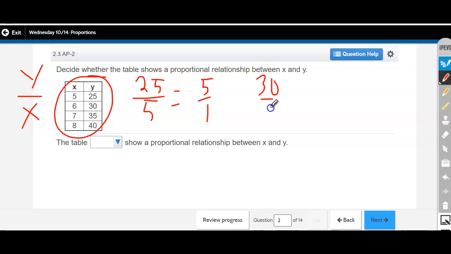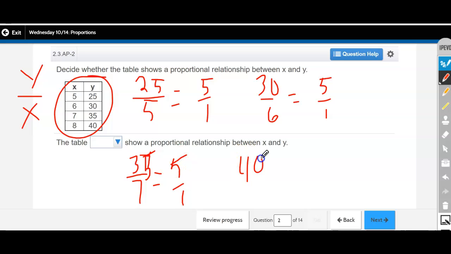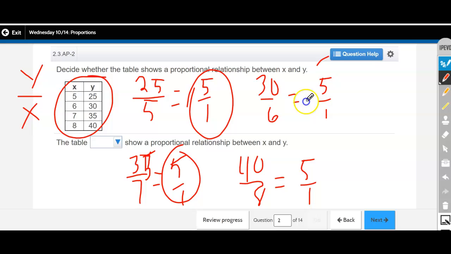30 divided by 6, is that 5 to 1? 35 divided by 7, 35, not 37, divided by 7, that is 5 to 1. And then 40 divided by 8, that is 5 to 1. So since they all simplify down to the same unit rate, it is proportional.